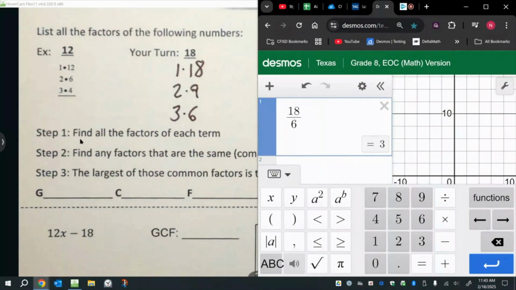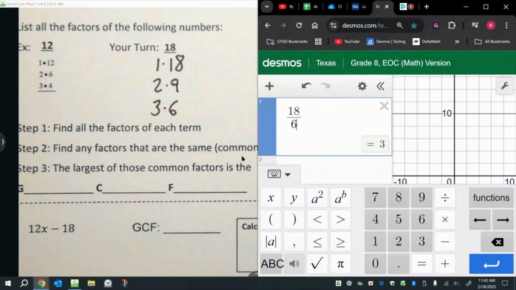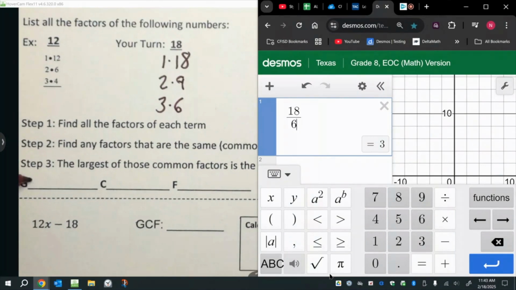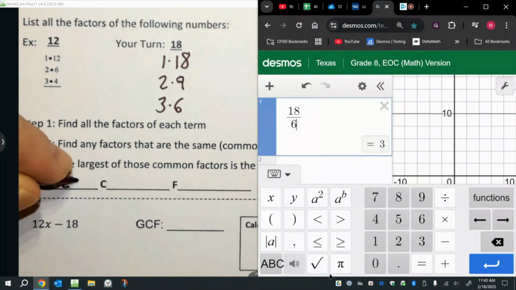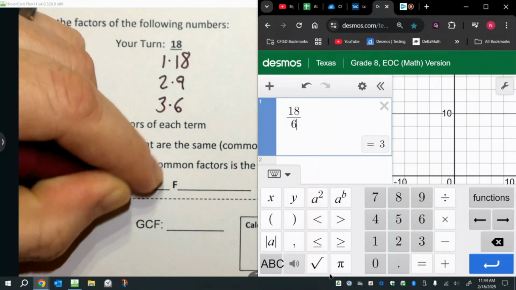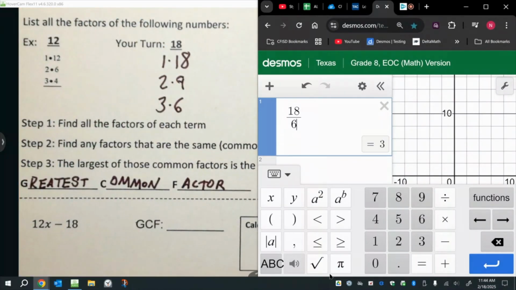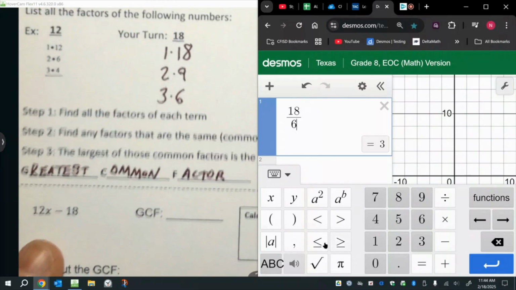Okay? So the goal is to find all the factors of each term, find any factors that are the same, in other words, common, and then the largest of those is called the greatest common factor.